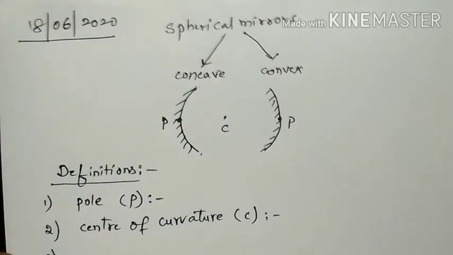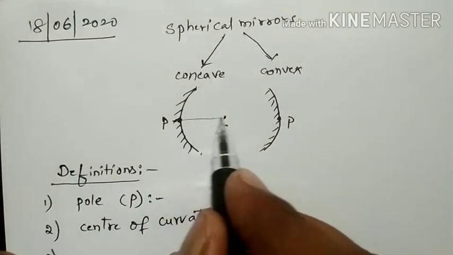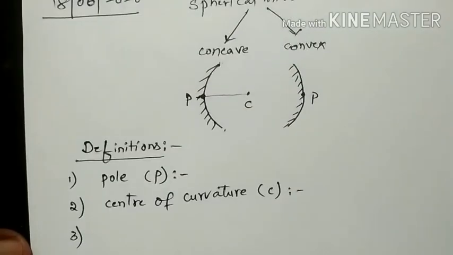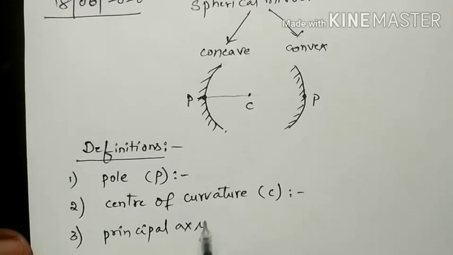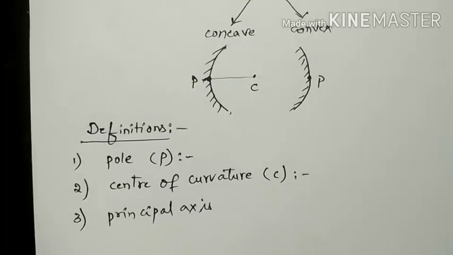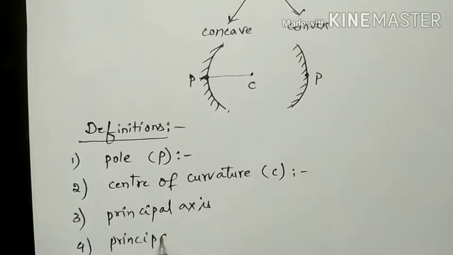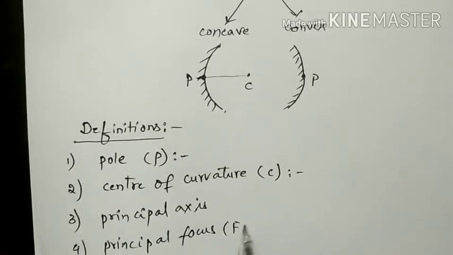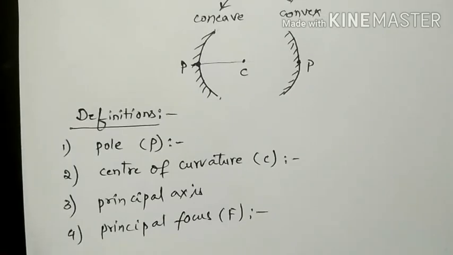The third important one is, if there are 2 points, you can join these 2 points and you will get a line. That line is nothing but the principal axis. So it is not a point, it is a line. And the fourth one is principal focus. This is also a point, denoted by the letter F. So what is principal focus?